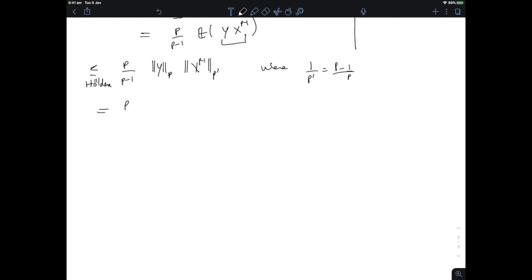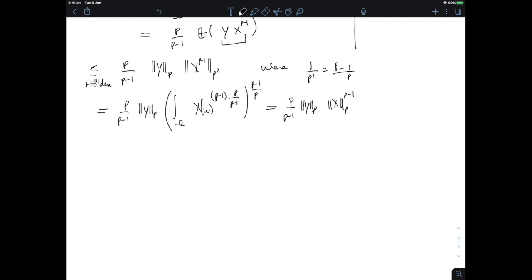So what I have here is the L^p norm of Y, and then I have the integral of X^(p-1) raised to the power p', which is p/(p-1). And then I raise all of that to the power 1/p', which is (p-1)/p. So what I have here really is the L^p norm of Y, and then the L^p norm of X raised to the power p-1.